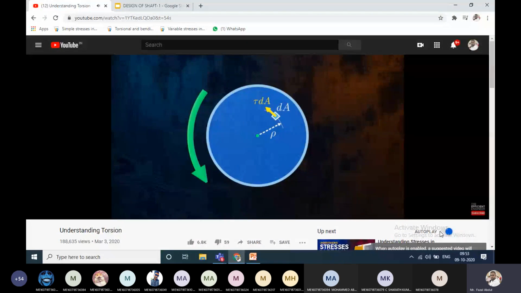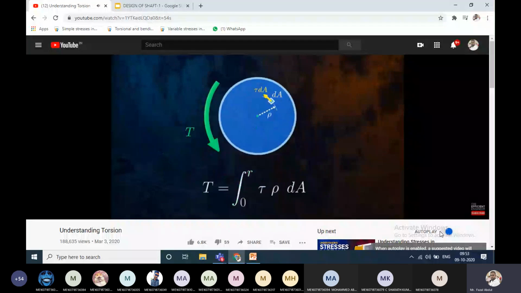We know that the quantity τ divided by ρ is a constant, because the shear stress varies linearly with the distance from the center of the cross-section. So we can rearrange the terms and move τ over ρ out of the integral. It turns out that the integral we now have on the right is actually the definition of the polar moment of inertia, so we can replace it with the letter J, and we can rearrange this to get an equation for shear stress.